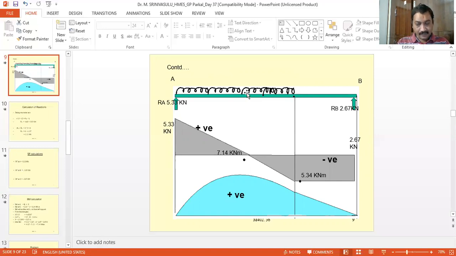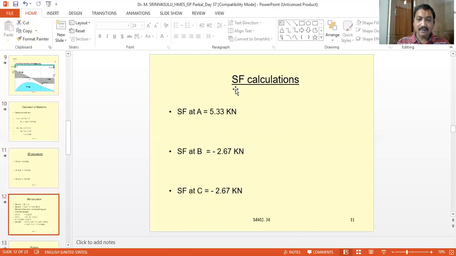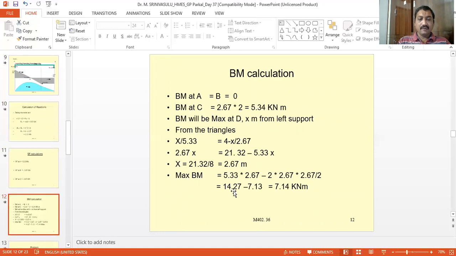You can consider the forces on the left. So we have two forces: one is this point load, and the other is the UDL acting at a distance of 2.67. The point load 5.33 into 2.67 is causing an anticlockwise moment.